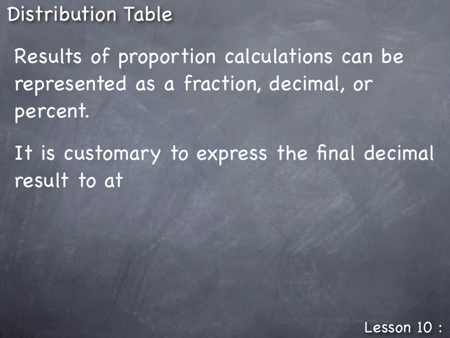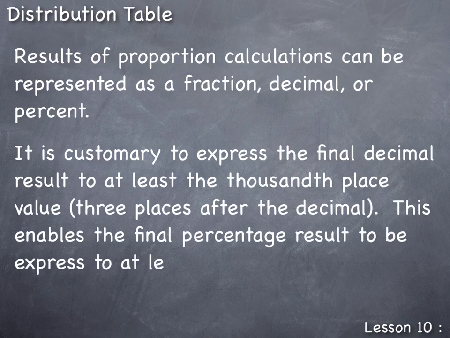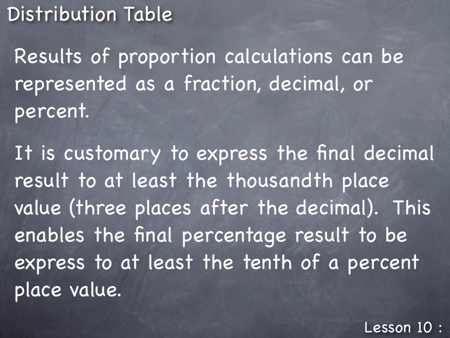It is customary to express the final decimal result to at least the 1,000th place value, that is, 3 places after the decimal. This enables the final percentage result to be expressed to at least the 1/10 of a percent place value.